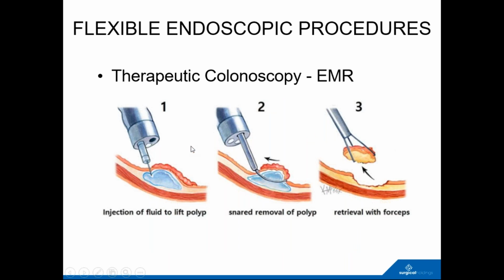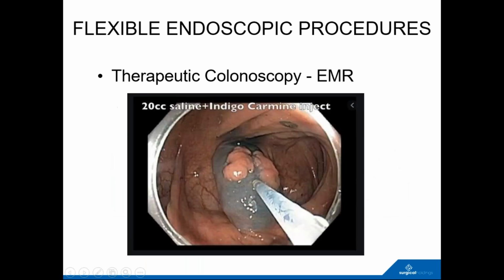That's a diagrammatic illustration of that. So you'd go in with a scope, you'd find the area that you actually want to take off, put a needle in, inject fluid, usually with some dye in it. You would then raise that area that you want to take off, snare it, remove it, and then you end up with a scar, which I'll show you shortly.